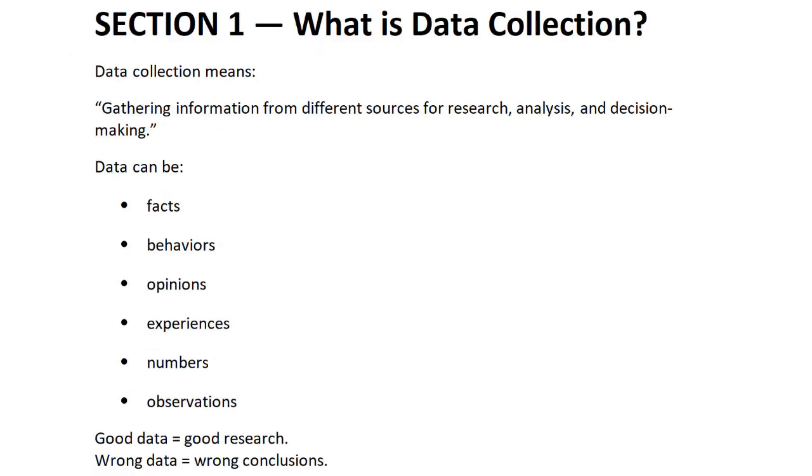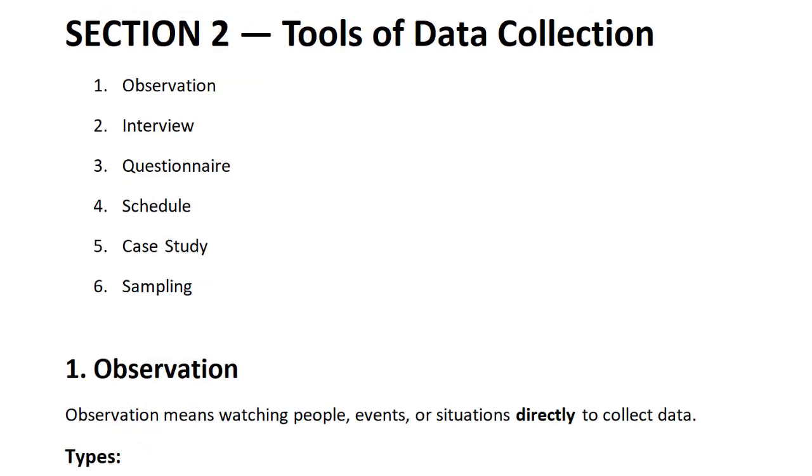Let's start with what is data collection. Data collection means gathering information from different sources for research, analysis, and decision making. Now, data can be facts, behaviors, opinions, experiences, numbers, observations. Now, what is good data? Good data equals good research. And what is wrong data? Wrong data equals wrong conclusions. So choosing the right tools and steps is very important.